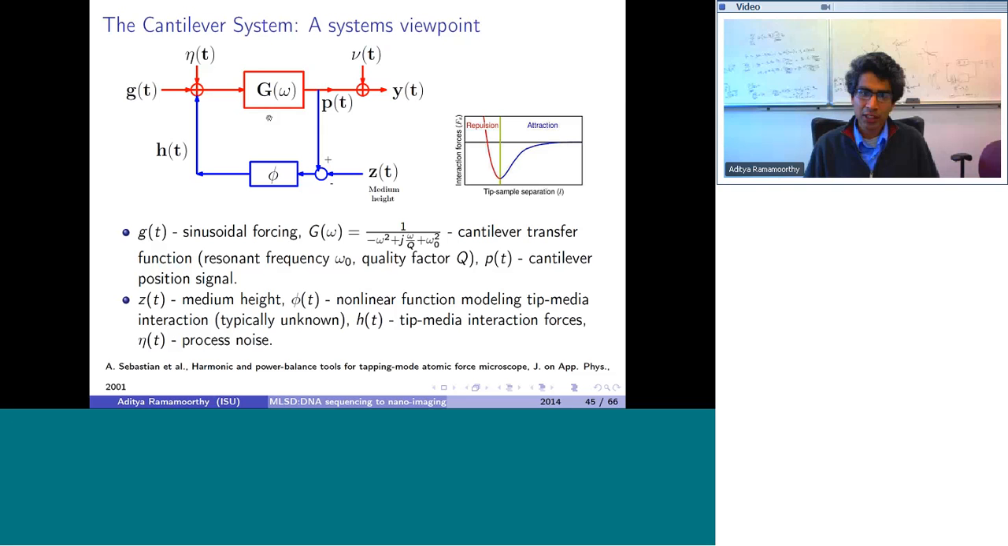So from a linear time invariant systems point of view, if this stuff in the blue didn't exist, okay, if you put in a sinusoid, you would get out a sinusoid, okay, with the amplitude and phase being modulated by the transfer function.